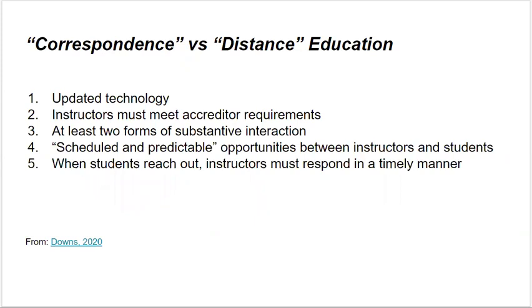Keeping in mind that the new federal regulations around distance education are in response to the older correspondence regulations, there are 5 critical factors that have changed. Faculty must use updated technology. Instructors must meet accreditor requirements. Instructors must use at least 2 forms of substantive interaction. There must be scheduled and predictable opportunities between instructors and students. And when students reach out, instructors must respond in a timely manner.